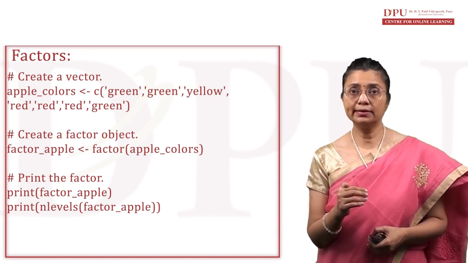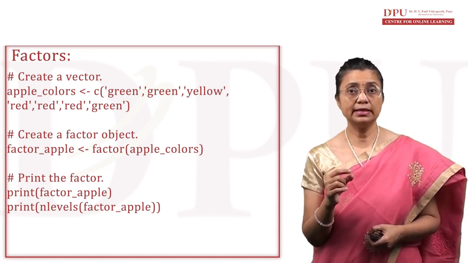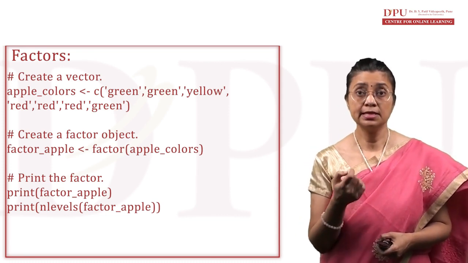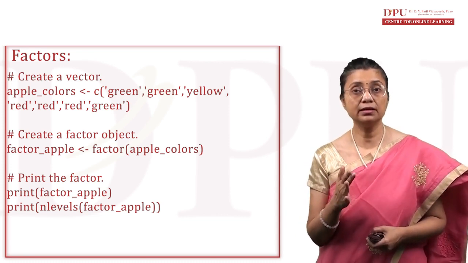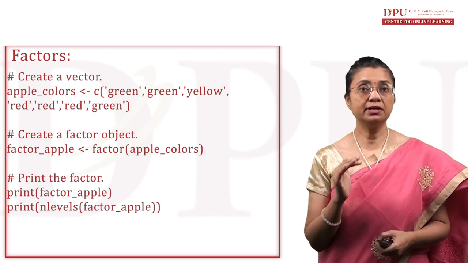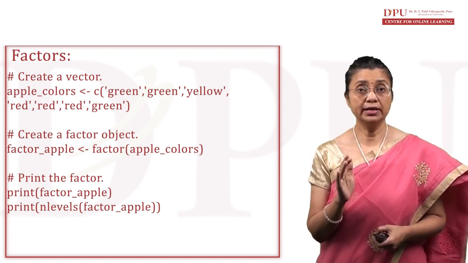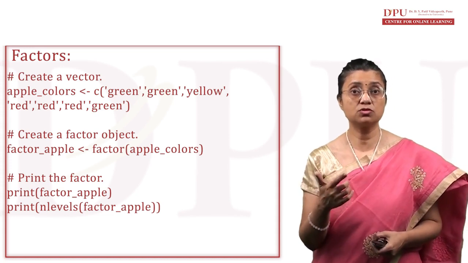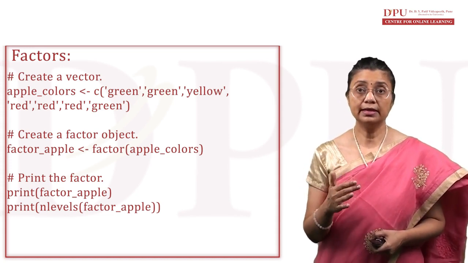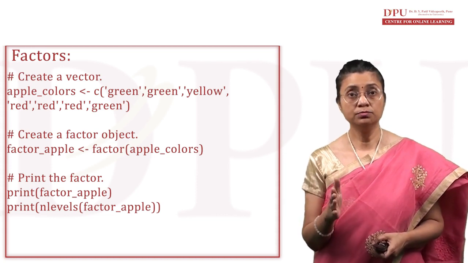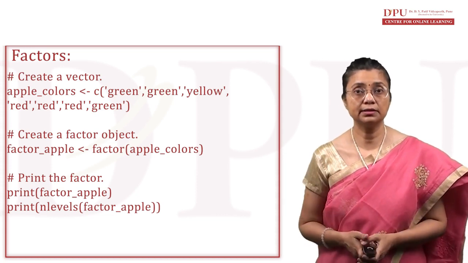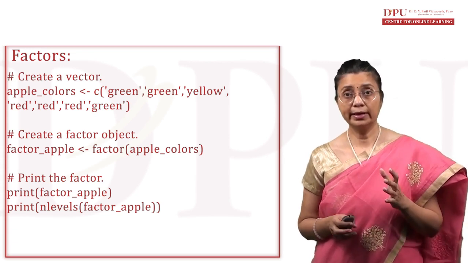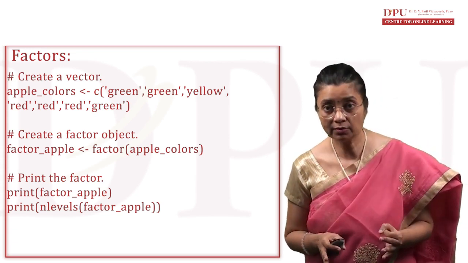Now I want to print the levels. When I print the levels of the factor, I get the three values green, red and yellow. Now print nlevels, which gives the count of the levels. The three levels are green, red and yellow, and three factors are there. You can see over here that my entire list, when I created apple, was a list of repeated values.